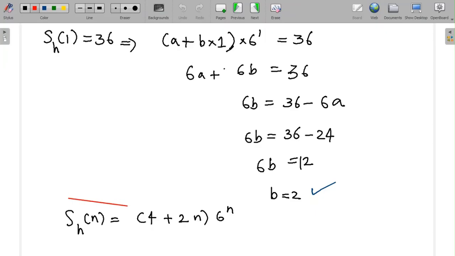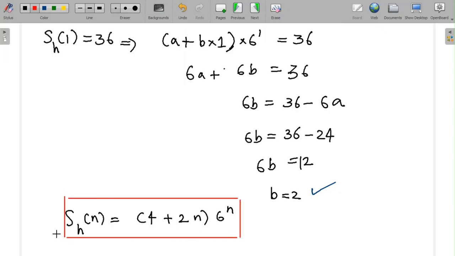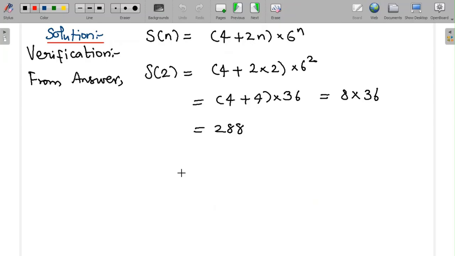Once again, we note that this answer is the closed form expression of the corresponding sequence because it depends only on n and not on any other term of the sequence. Once again, we'll do a small exercise and verify if this answer is right. We'll use 2 for n and find out the answer for S of 2. When S of 2 is to be determined, we have 4 plus 2 times 2, which is 4 plus 4, times 6 to the power 2, which is 36. That's 8 times 36, which happens to be 288.